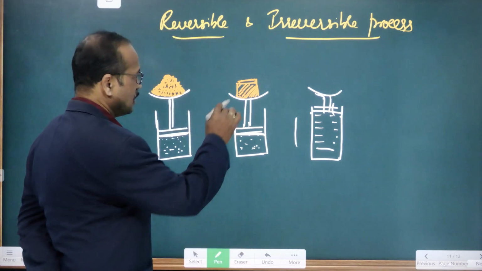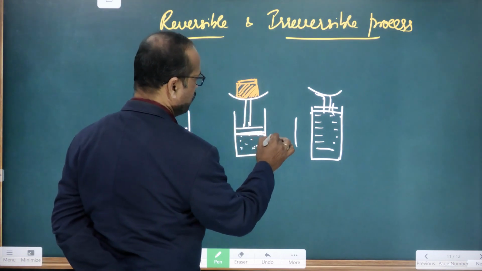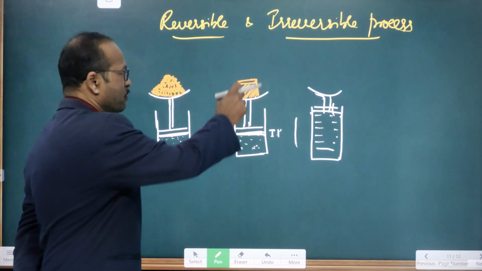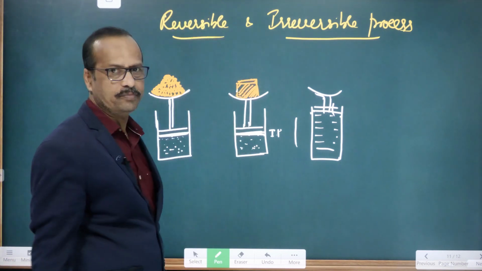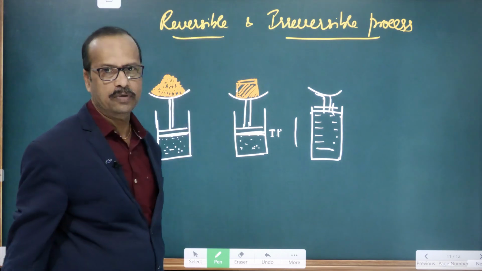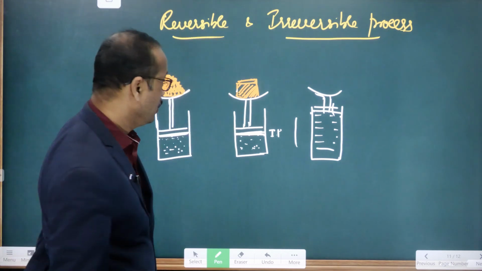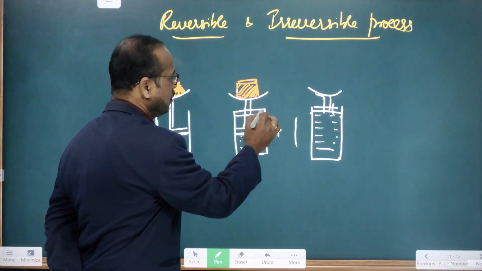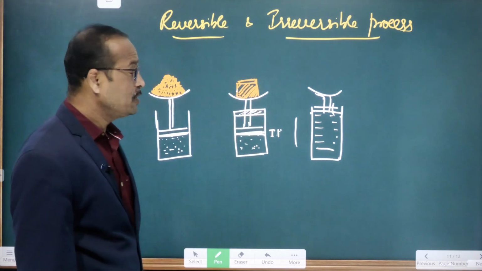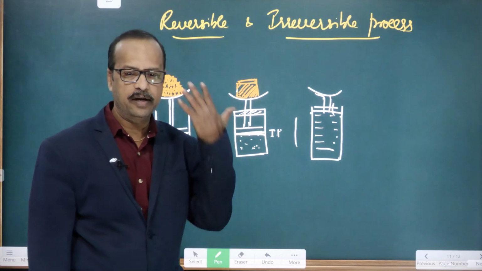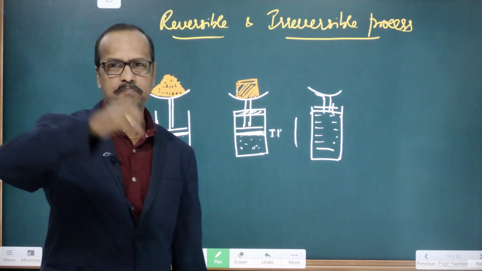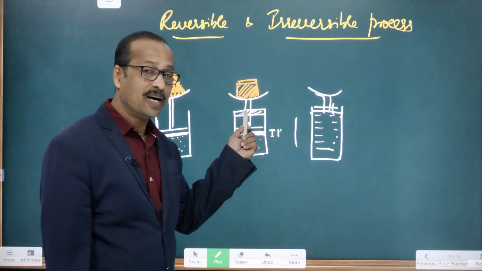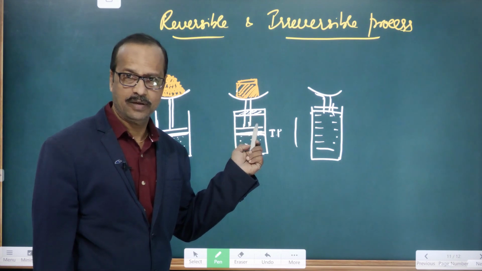So imagine that now I kept the weight, and this is my initial stage. Now here one stone is there, and I am removing the stone. When I remove the stone, the piston will move up, till here it will move. How much time will it take to move up? Suddenly, when I take the weight away, immediately the piston comes up. So this is a fast reaction, it is taking place fast.